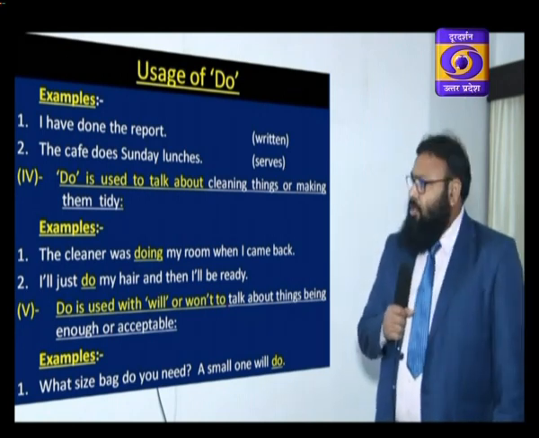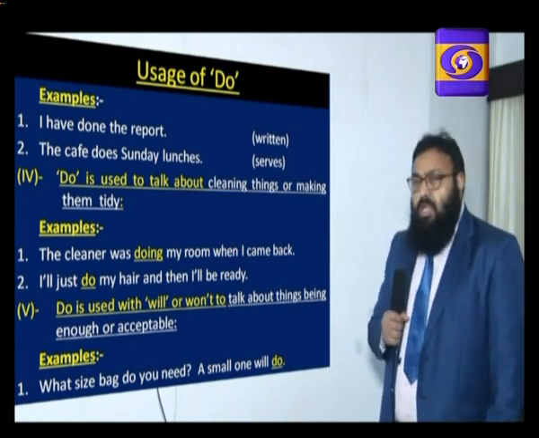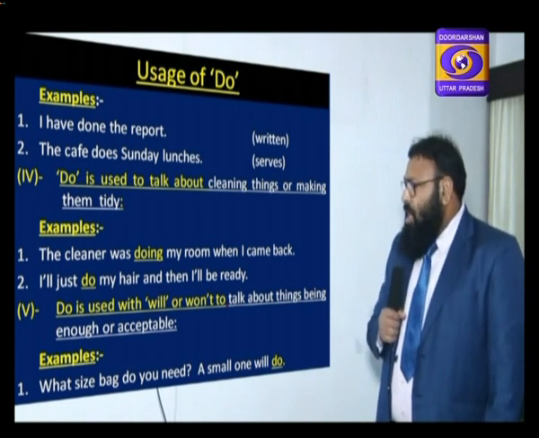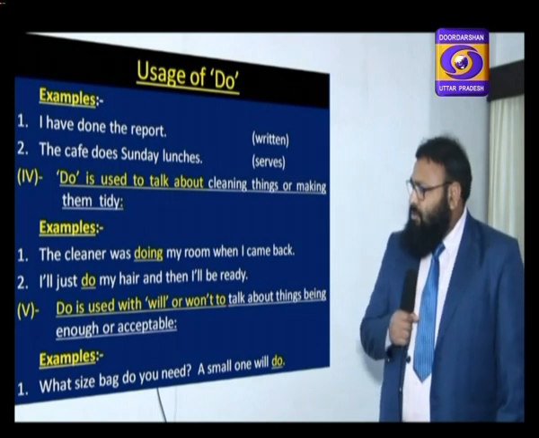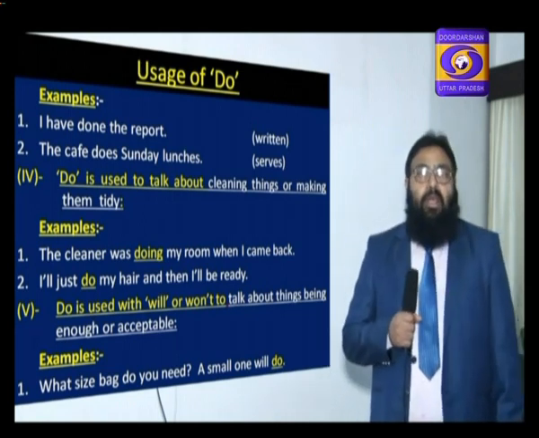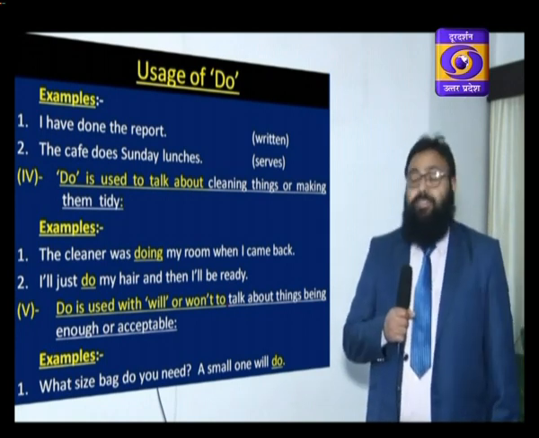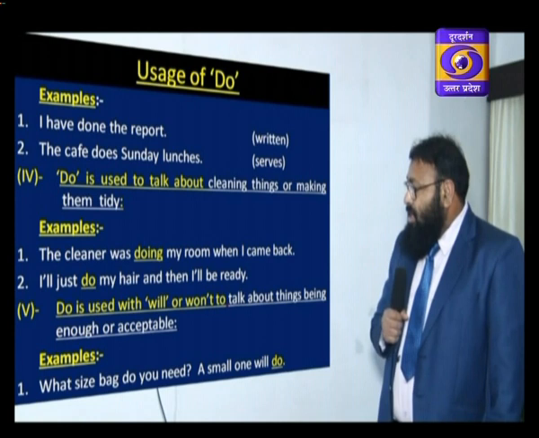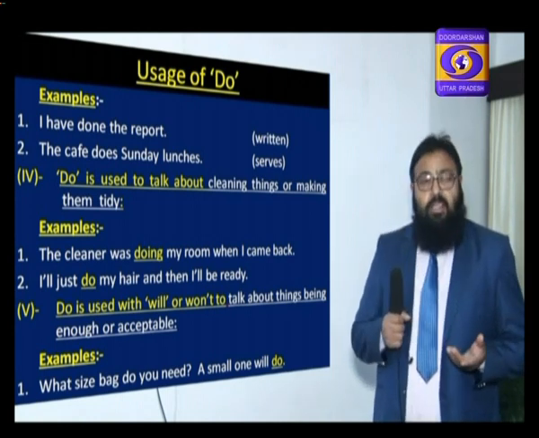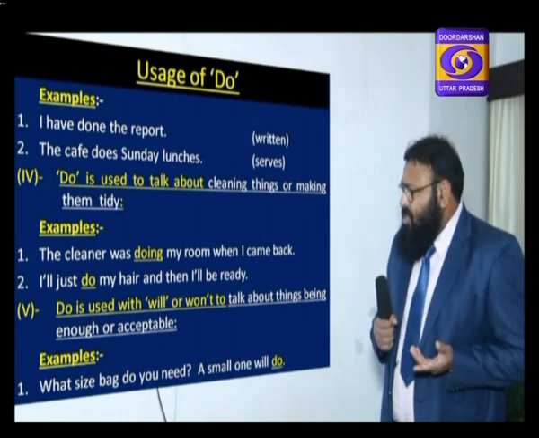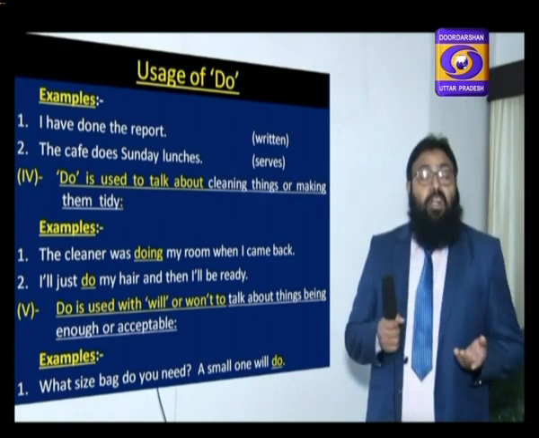Now the fifth usage of do as a main verb is that it is used with will or won't to talk about things being enough or acceptable. Examples are, what size bag do you need? A small one will do. What does do mean here? That it will be sufficient, it will be enough here. So instead of saying enough or acceptable, we prefer saying that a small one will do.